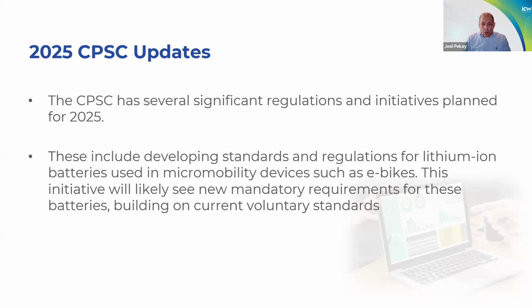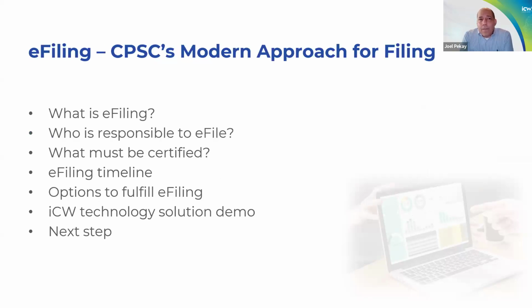As we look towards next year, there are expanding Consumer Product Safety Commission regulations and initiatives. This includes developing standards and regulations for lithium-ion batteries used in micromobility devices, things such as e-bikes. We're likely to see mandatory requirements for the batteries utilized in those, building on some current voluntary standards. So we're going to keep an eye on those. But probably the biggest topic is e-filing.